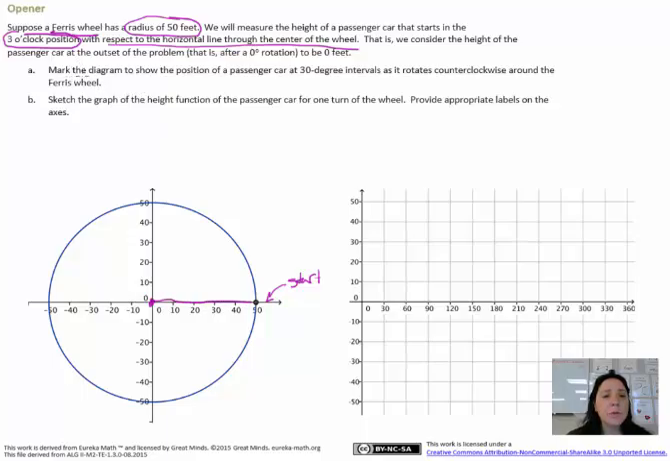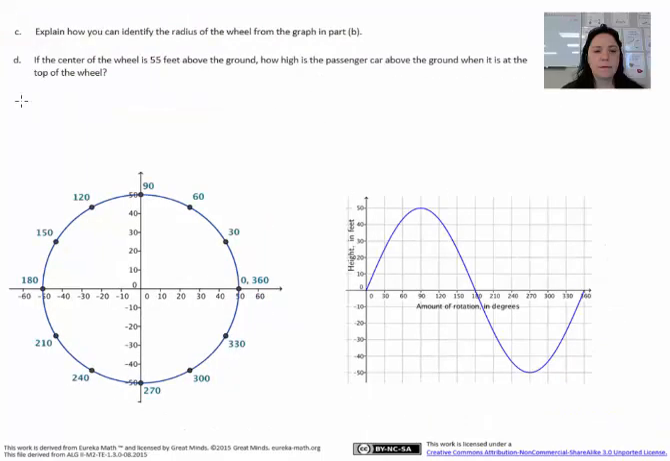So your task was to mark the diagram to show the position of a passenger car at 30-degree intervals as it rotates counterclockwise around the Ferris wheel. Then we were asked to sketch the graph of the height function of the passenger car for one turn of the wheel. So this was a quick version of what we developed in the first lesson, but this time measuring from the center of the wheel.